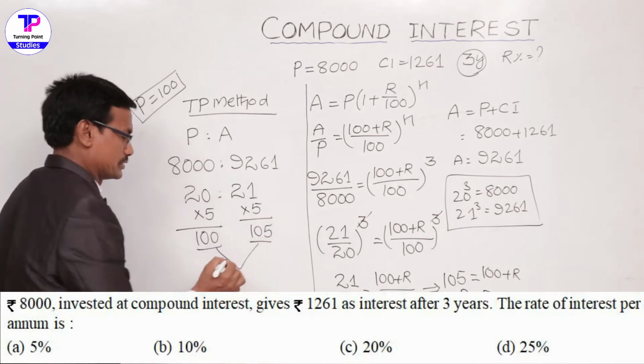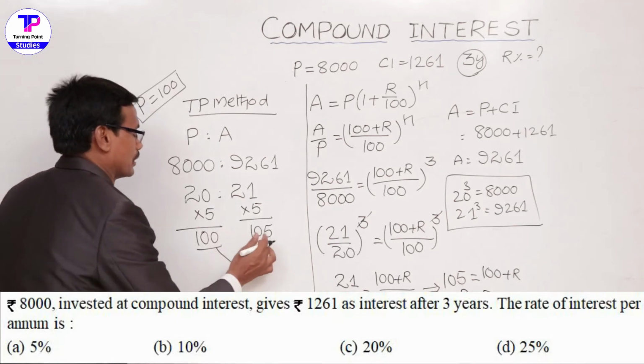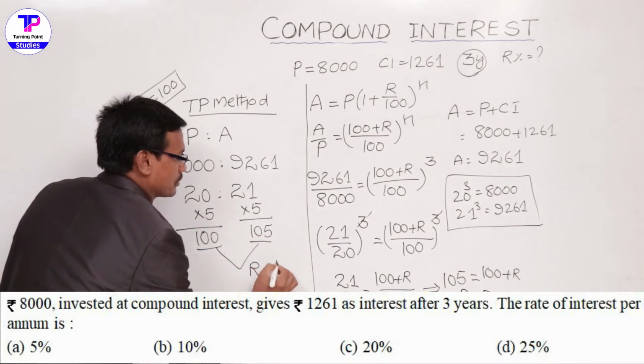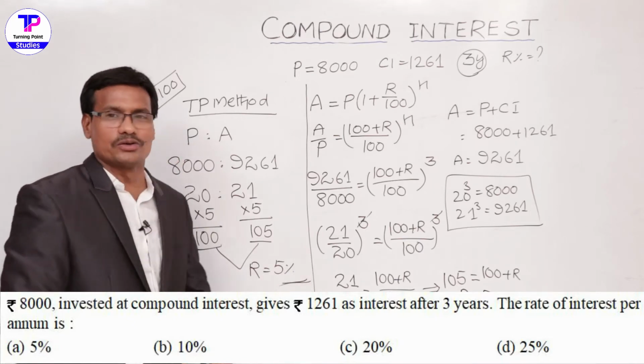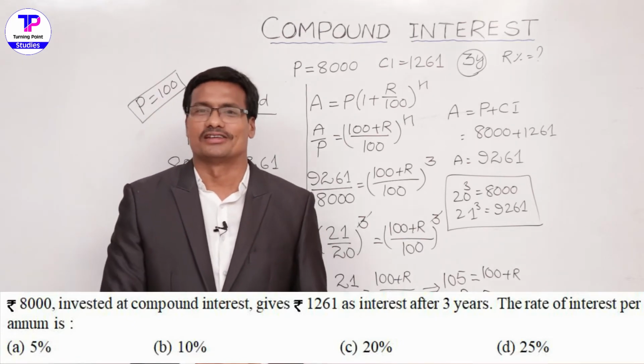Now take the difference of this. What is the difference of 100 and 105? 5%. So R is equal to 5%. See how easy it is.